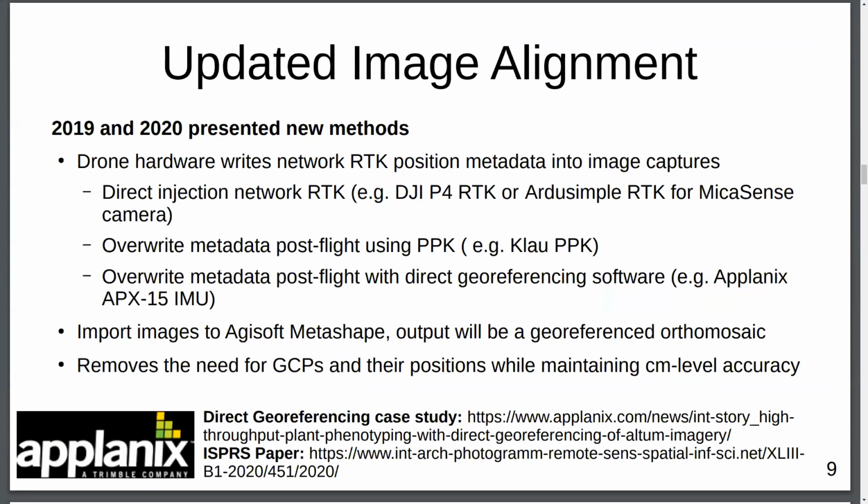In 2018 and 2019, we really used GCPs to get our accurate georeferenced images. But in late 2019 and into 2020, we changed some of our methodology. This is a little bit beyond what was in the paper, but we can now get drone hardware that writes network RTK position metadata right into the image captures. You can do this via direct injection of network RTK. This is, for example, how the DJI P4 RTK works. You can get an ArduSimple RTK for a MicaSense camera. What these do is essentially write the position of the camera at the time that the image is captured.